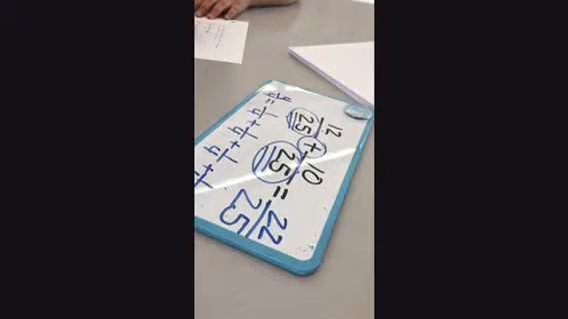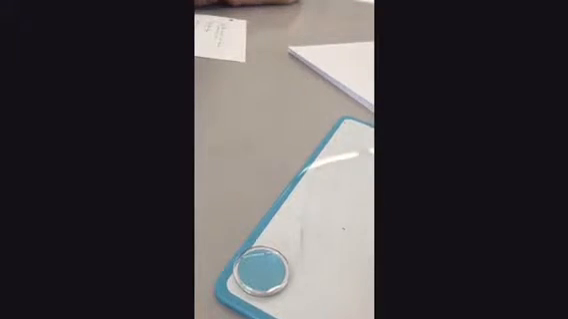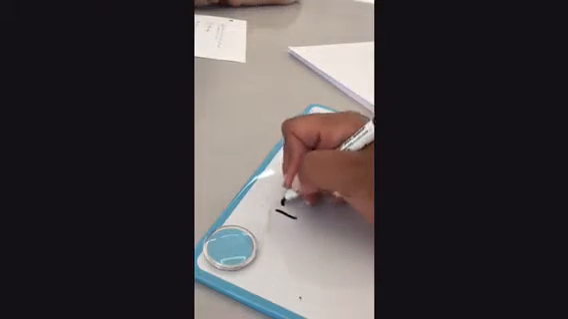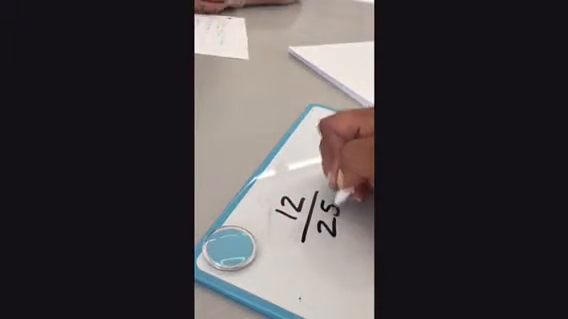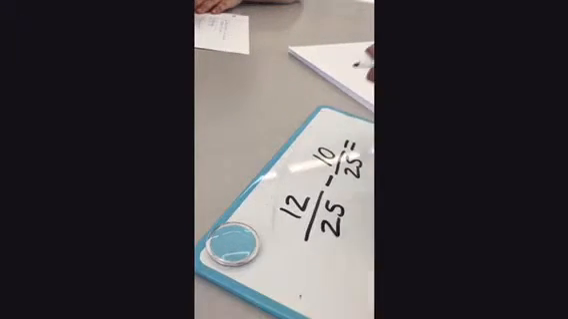You guys kind of understand how that works, and we'll go more into modeling it and everything. Now what we're going to do is subtract. We're going to use the same numbers, but this time we're going to subtract. So we're going to do 12 over 25 minus 10 over 25 equals.